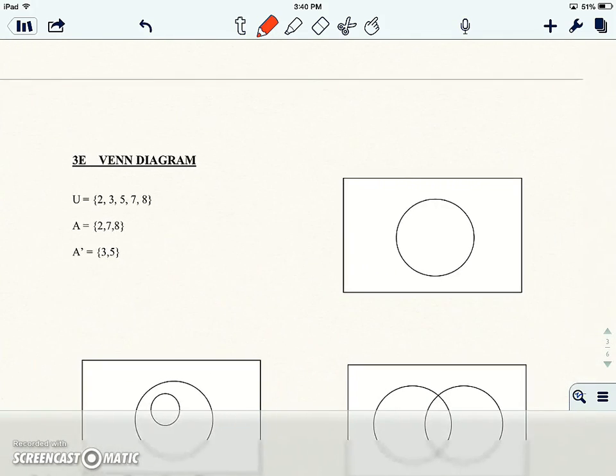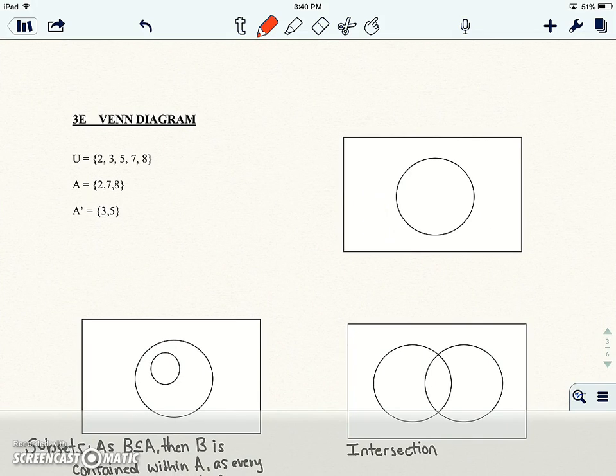All right, now we have some Venn diagrams, and I'm actually going to put this part on a separate video. Please turn to part 2.